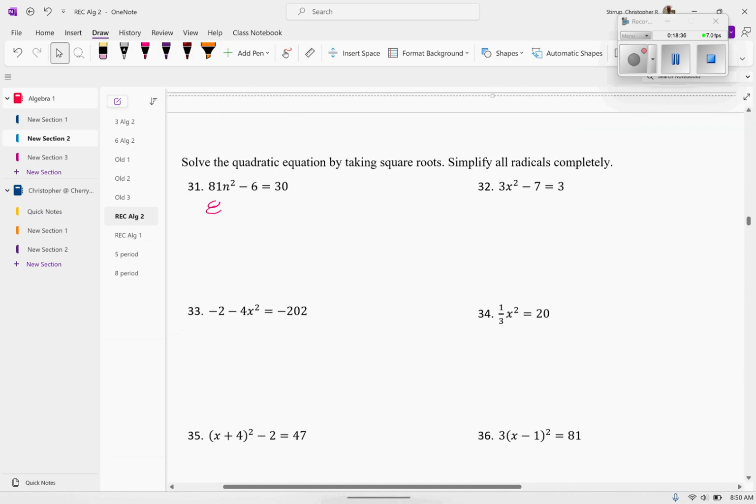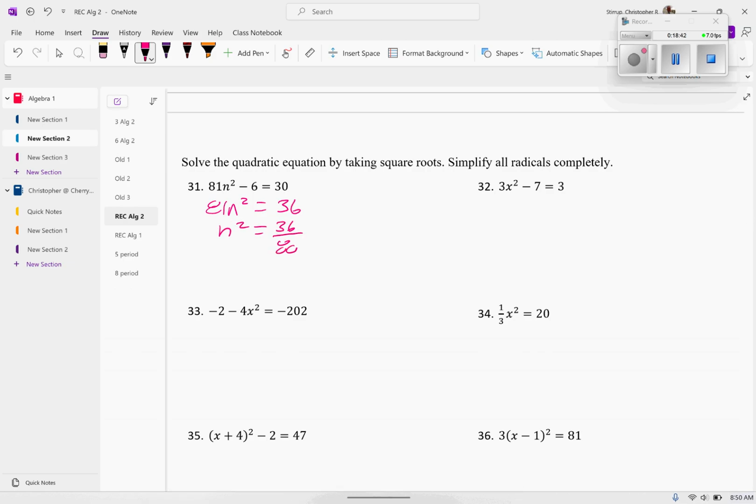All right, we're going to go ahead and add 6 to both sides. Divide both sides by 80. Root. Don't forget the plus minus. n equals plus or minus root of 6 over 80, which breaks down to 16 times 5. So that's going to give me 4 root 5.